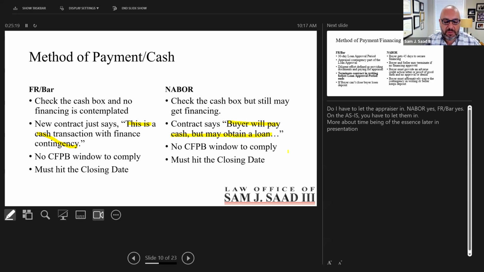Again, there is no compliance window for CFPB, which means if the lender doesn't get the CD to the buyer and the buyer's got to wait 3 days, you need an extension. Again, you must hit the closing date under both contracts.